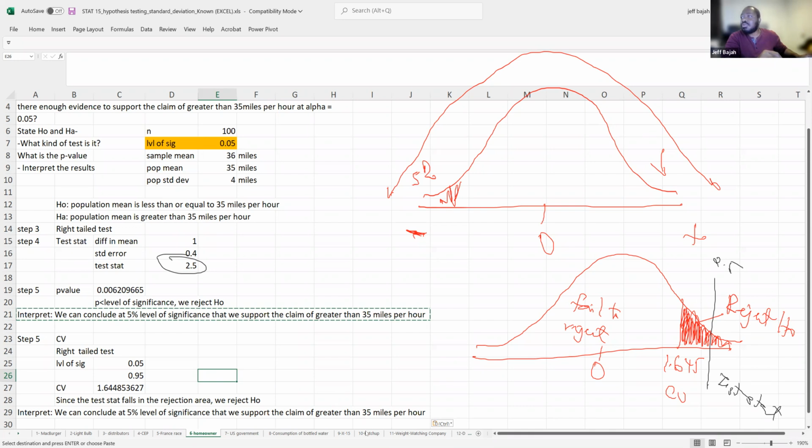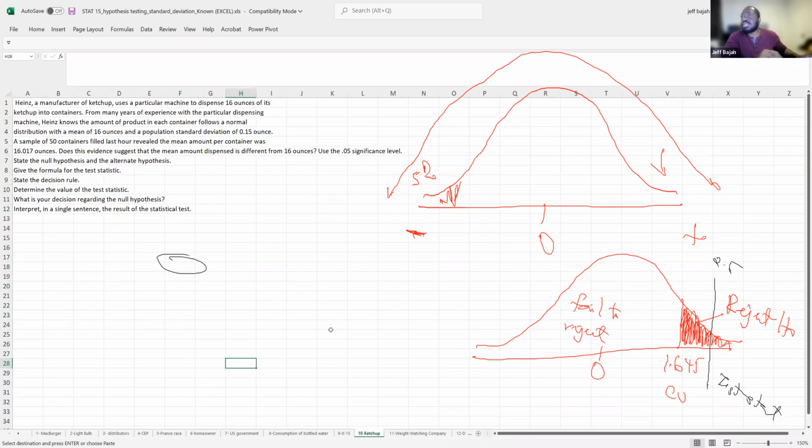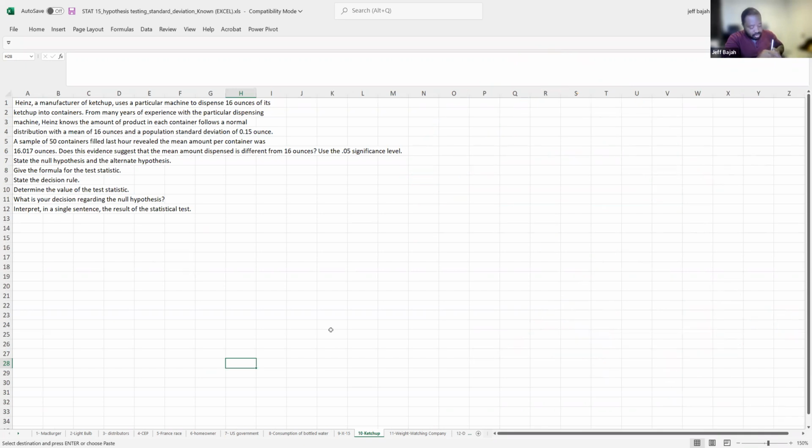So let's look for one that is a two-tailed. Yes, that's a good one. All right. Let's solve it together. So this one, Heinz, that makes your ketchup, uses a particular machine to dispense 16 ounces of its ketchup into the containers. So we know that 16 ounces is basically the population mean. From many years of experience with a particular dispensing machine, Heinz knows the amount of product in each container follows a normal distribution with a mean of 16 ounces and a population standard deviation of 0.15 ounce.